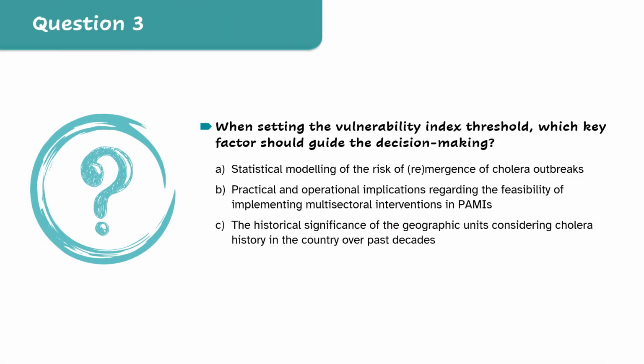Question 3. This is the last question. When setting the vulnerability index threshold, which key factor should guide the decision-making? A. Statistical modeling of the risk of re-emergence of cholera outbreaks. B. Practical and operational implications regarding the feasibility of implementing multi-sectoral interventions in PAMI. C. The historical significance of the geographic units considering cholera history in the country over past decades.